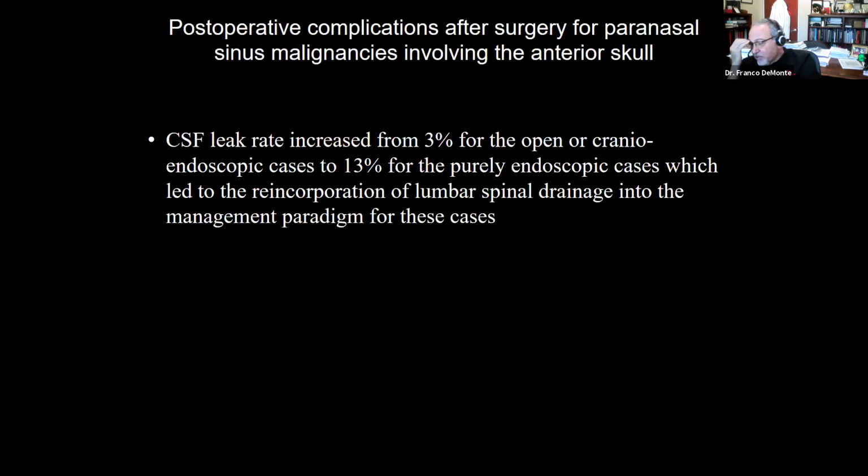Now, you have to keep attention to your data because just because something works doesn't mean it's always going to work. And as we started incorporating endoscopy into our practice, what we saw is that our CSF leak rate increased in those patients who we did not drain. So despite the data from the previous several decades, when we went to a cranioendoscopic and an endoscopic only approach, we did change our management paradigm and reincorporated lumbar spinal drainage into the practice. And since that time we have had a much reduced spinal fluid leakage rate, with only one patient with the syndrome of intracranial hypotension.